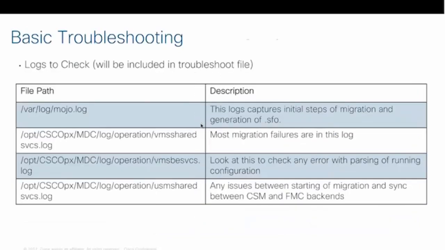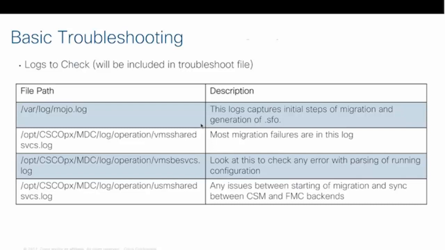With that, we have come to an end with the limitation and configuration part of the ASA to FTD migration tool. Now we will take a look into the basic troubleshooting steps that we can follow to troubleshoot migration failures. First, we will take a look into whatever logs we can check to see why the migration has failed.